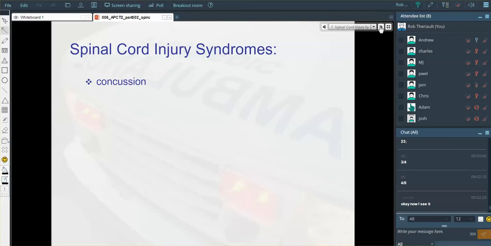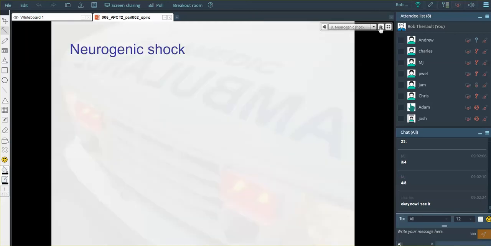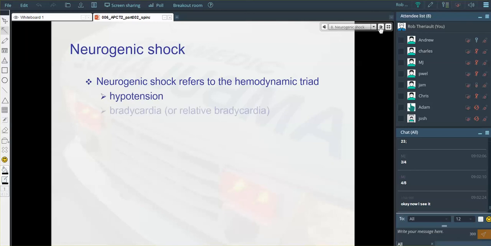So, cord injury syndromes, let's talk about. You can have concussion of the cord, incomplete transection, complete transection. Neurogenic shock, as I mentioned, refers to a hemodynamic triad. That's hypotension, bradycardia or relative bradycardia. Where you have a patient who's got a pressure less than 90 and a heart rate of 70 or 80, that would be considered a relative bradycardia, because you expect them to have a reflex tachycardia, but if their heart rate's normal, that's a relative bradycardia.